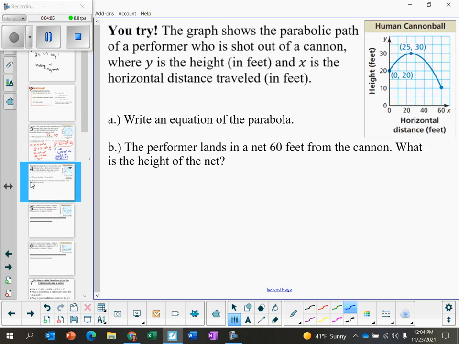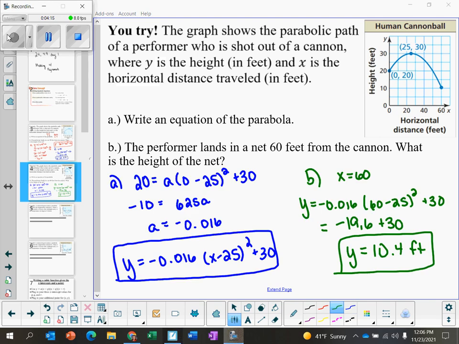So you're going to go ahead and try this one. Pause it, and when you're ready, play, and you can see the answer. Alrighty, so we see that we have the equation of y equals negative 0.016, or that also would have been negative 10 over 625, times (x minus 25) squared plus 30. And for part B, the performer lands in a net 60 feet away. The net's height was about 10.4 feet.